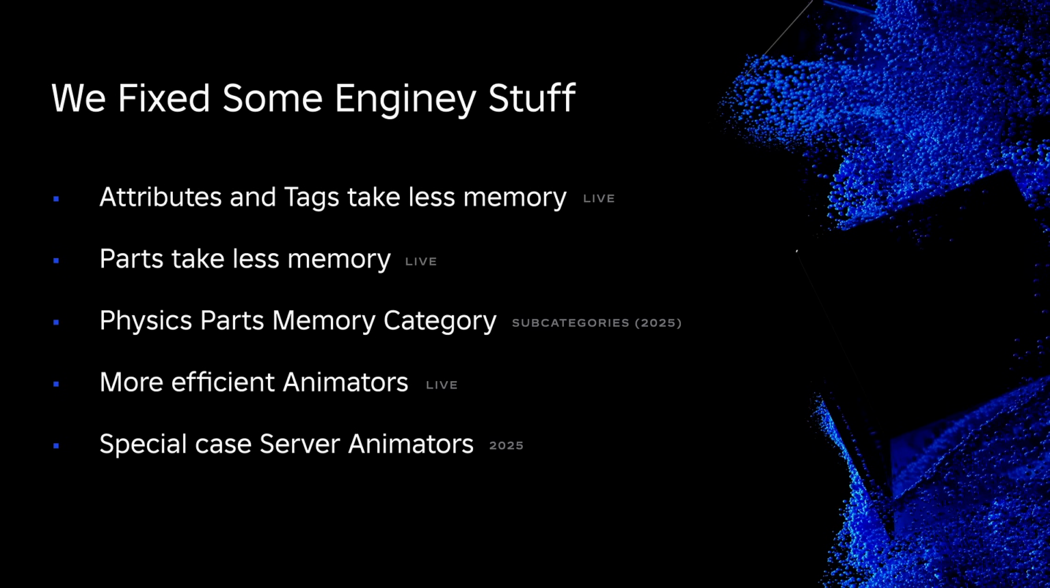By working with StatRail, we realized that, oh wow, actually, we need a new category for physics parts. So we worked really hard with our engine team to introduce a new memory subcategory for physics parts, and it will be visible in Studio Explorer as well. And with the feedback from all of you, we have made a lot of improvements for our animation systems as well. Stay tuned.